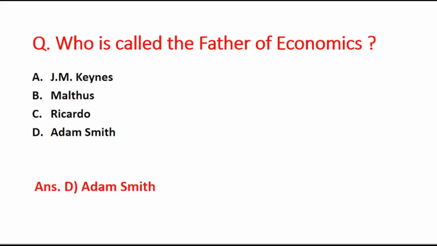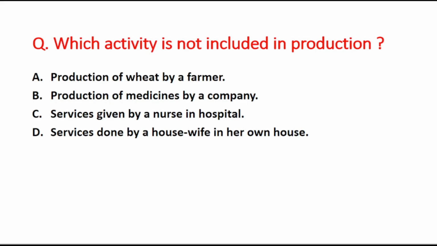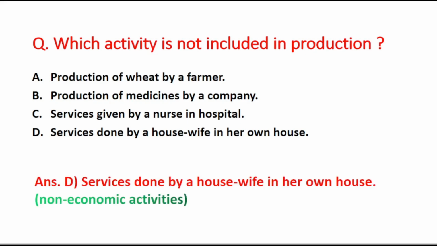Next is, which activity is not included in production? A option is production of wheat by a farmer, B option is production of medicines by a company, C option is services given by a nurse in a hospital, D option is services done by a housewife in her own house. So very easy, the right answer is option D, that is services done by a housewife in her own house. It is under the non-economic activities.